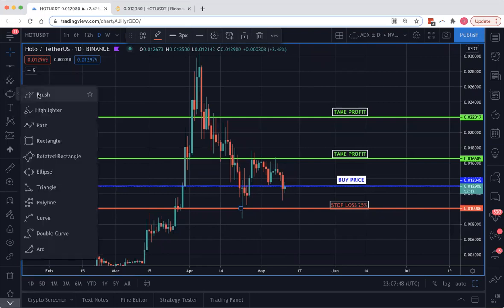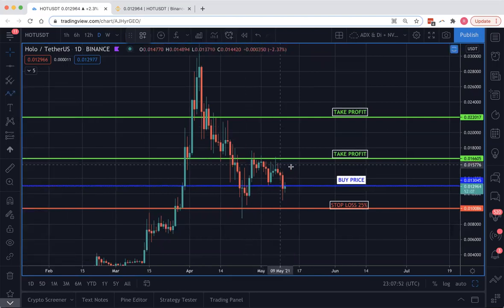But ultimately, we normally come into a trade so that we can actually take some profit. So let's say, for example, HOT comes down and then we get back up above our buy price. Let's say we play with our buy price for a little bit here. Then we go here. And then we're at take profit.